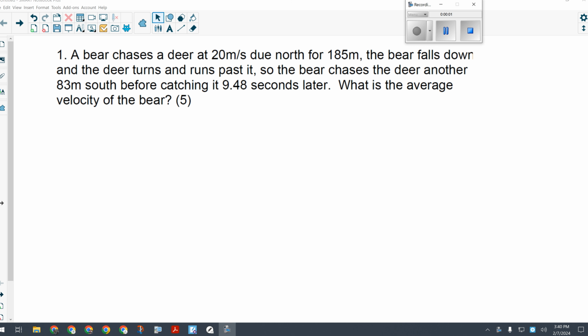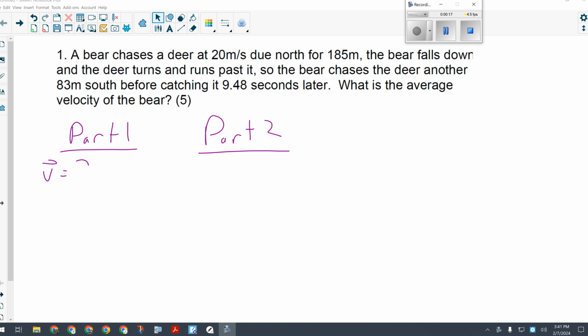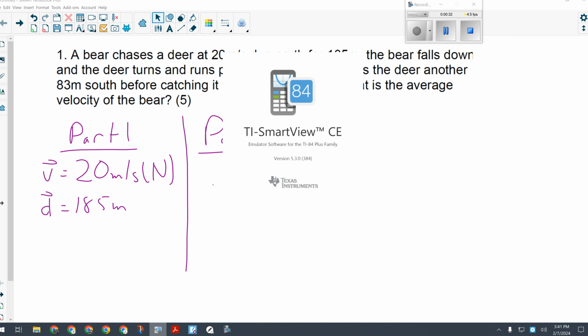All right, so solutions here for question number 1. Okay, we first want to break this up into part 1 and part 2. In part 1, we know that they are moving at a velocity of 20 meters per second due north, and they go 185 meters due north.